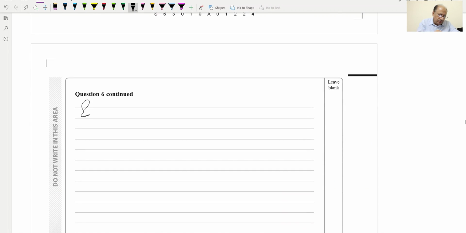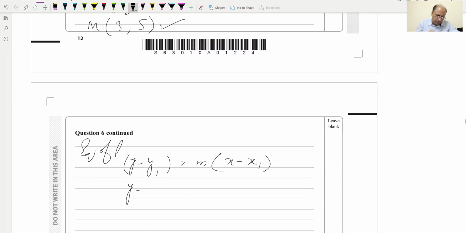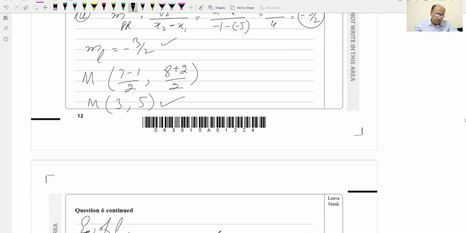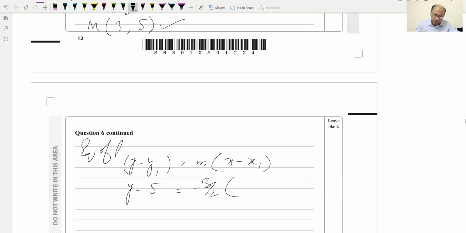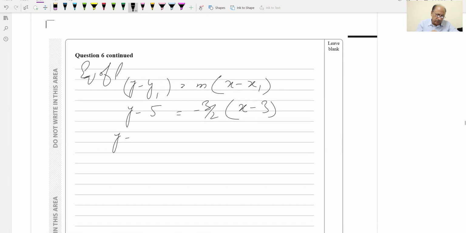So equation of L, so that we can write y minus y1 is equal to m into x minus x1. So y minus, and the point we are using is 3 and 5, so y minus 5 is equal to m which is minus 3 by 2, so over here minus 3 by 2 and x minus 3. And now we can write, open this, y minus 5 is equal to minus 3 by 2x, and plus this will be 9 by 2, and further we can shift this minus 5 to the other side, or otherwise we can shift everything to this side.